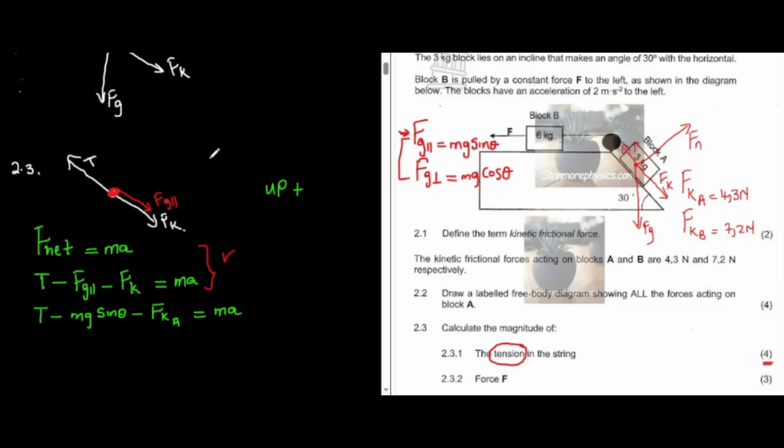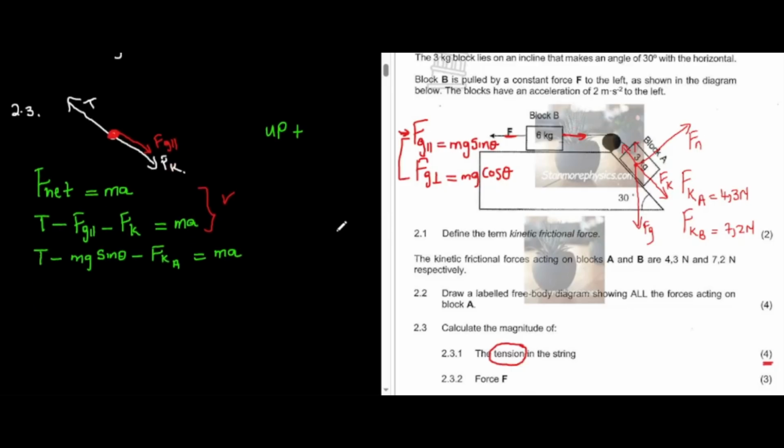I'm going to explain why we chose block A. This was the first thing that I was supposed to tell you, which block to choose, because remember the tension is the same. The reason we chose block A is that we don't know what F is, so finding F will be more complicated if we don't have the tension also. I hope this makes sense. Let's keep the ball rolling because we have a tension to find.